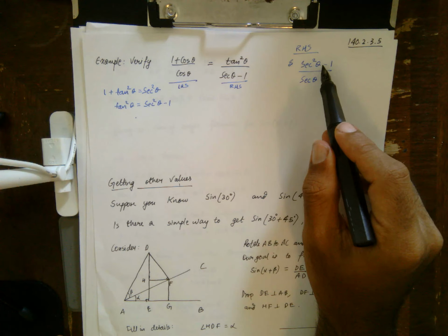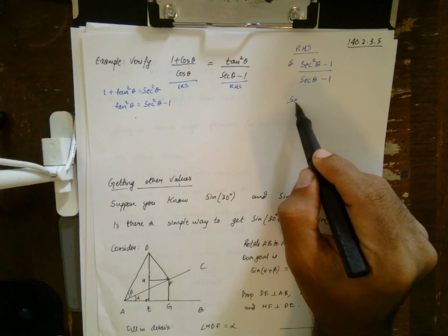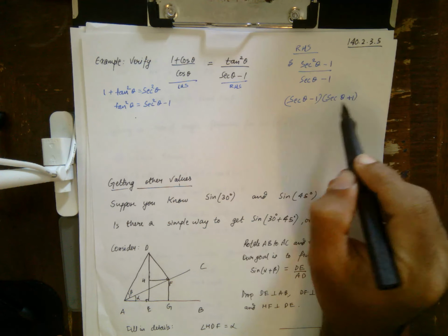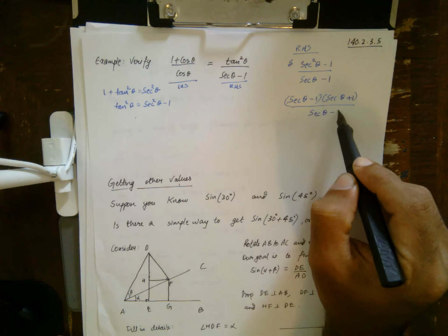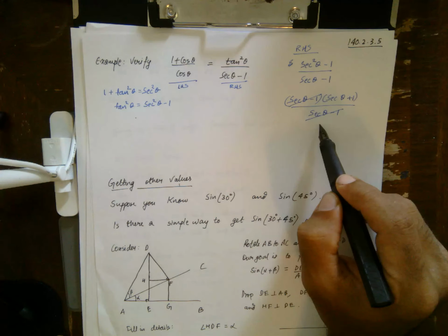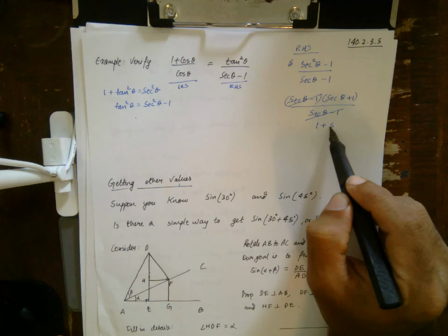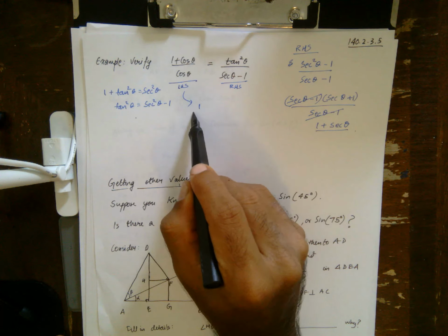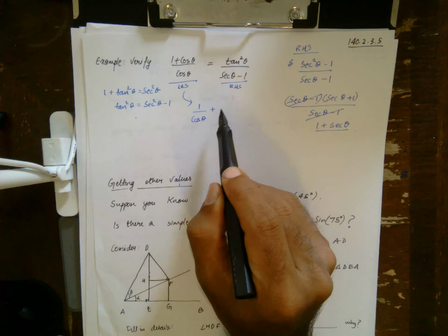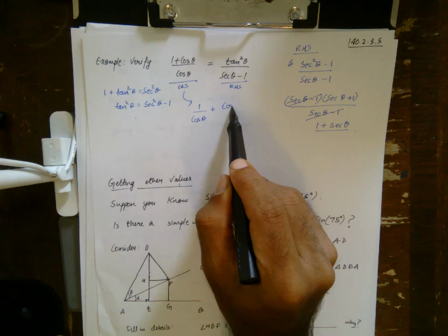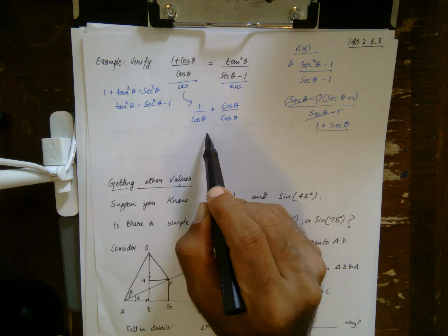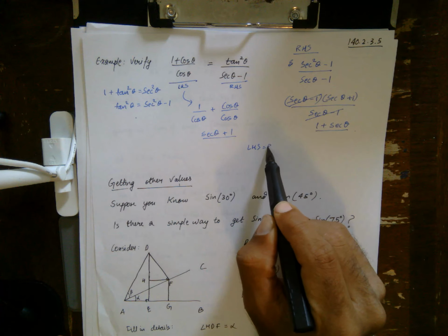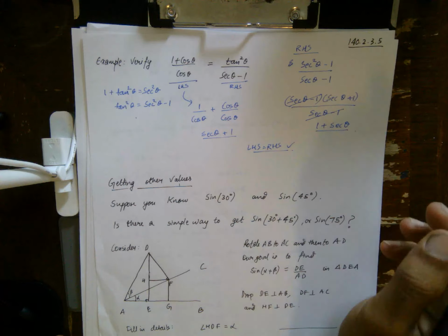Now the numerator, I can apply difference of squares to factor this into secant theta minus 1 times secant theta plus 1, over secant theta minus 1, which cancels out. So I end up with 1 plus secant theta. Now LHS, if I distribute the fraction, I get 1 over cosine theta plus cosine theta over cosine theta, which becomes secant theta plus 1. So LHS equals RHS, which concludes the verification.